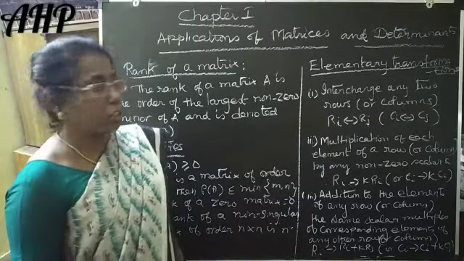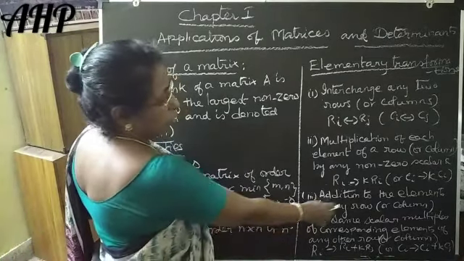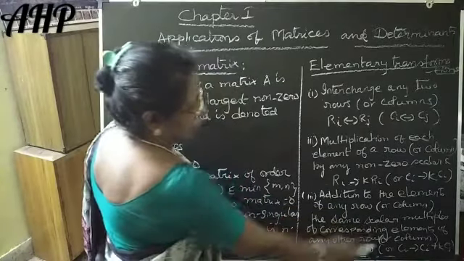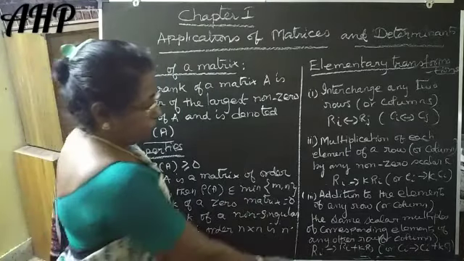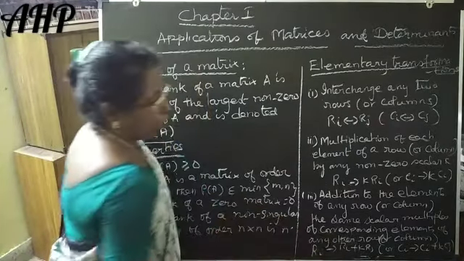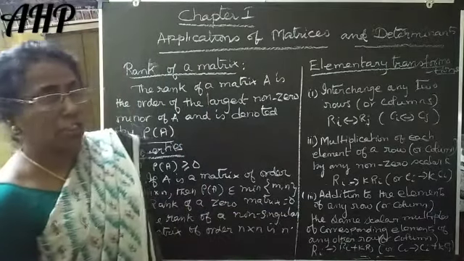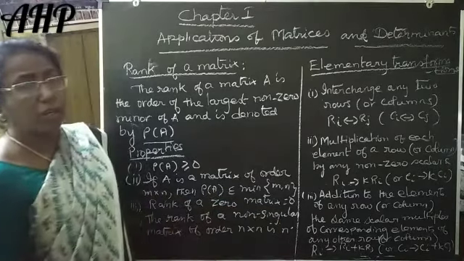Addition is also possible: adding to the elements of any row or column the same scalar multiples of the corresponding elements of any other row or column. Then Ri is equal to Ri plus K Rj, and Ci is equal to Ci plus K Cj. Now these are all the definitions of elementary transformation and rank of a matrix.